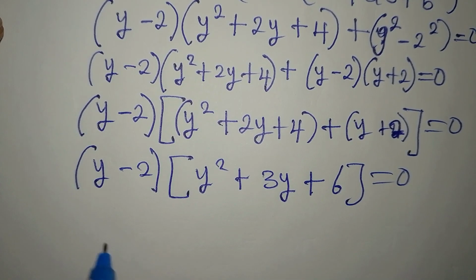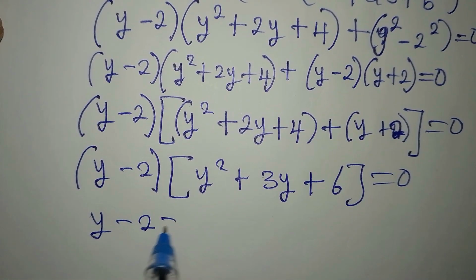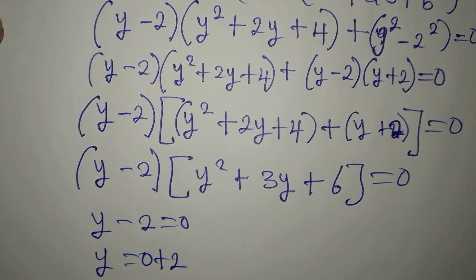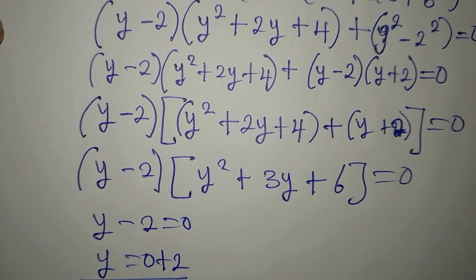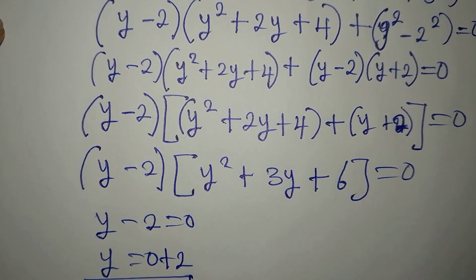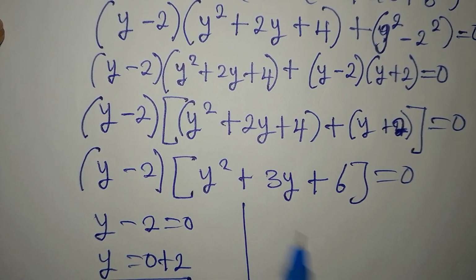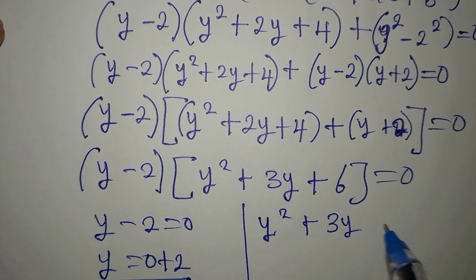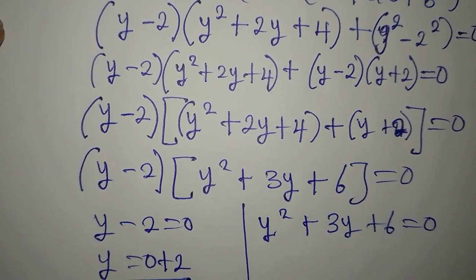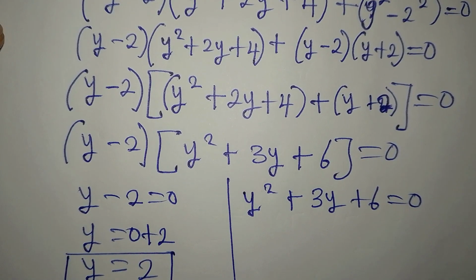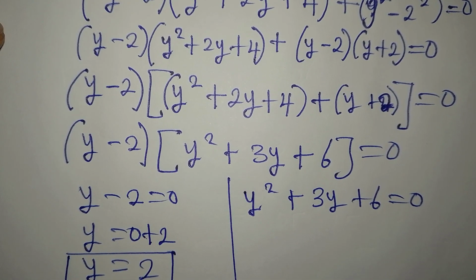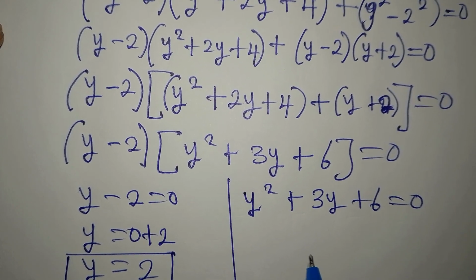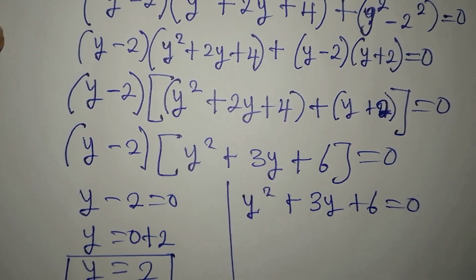Now we apply zero product rule. So y minus 2 is equal to 0, and y is equal to 0 plus 2. y is equal to 2. This is the real solution to the problem. Now let's go back to this. We will also say that y squared plus 3y plus 6 is equal to 0, since we are multiplying both of them to get 0, right? By the way, this is now a quadratic equation, and we will solve it by using the formula.